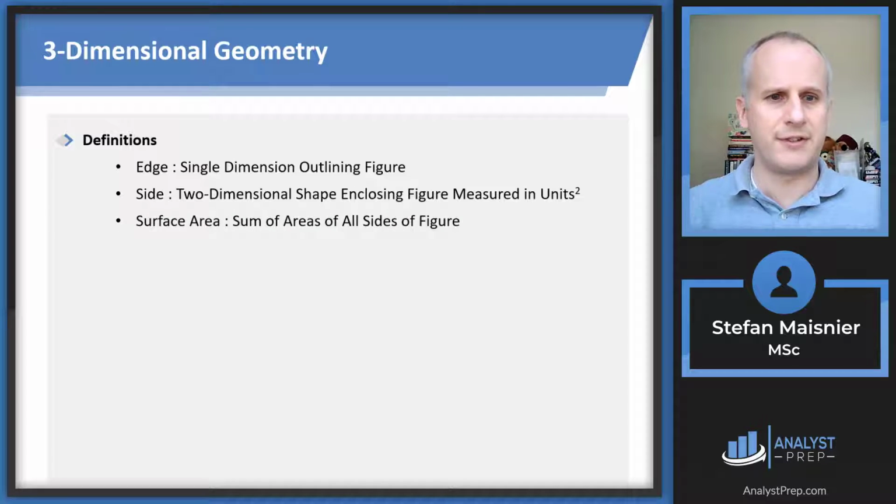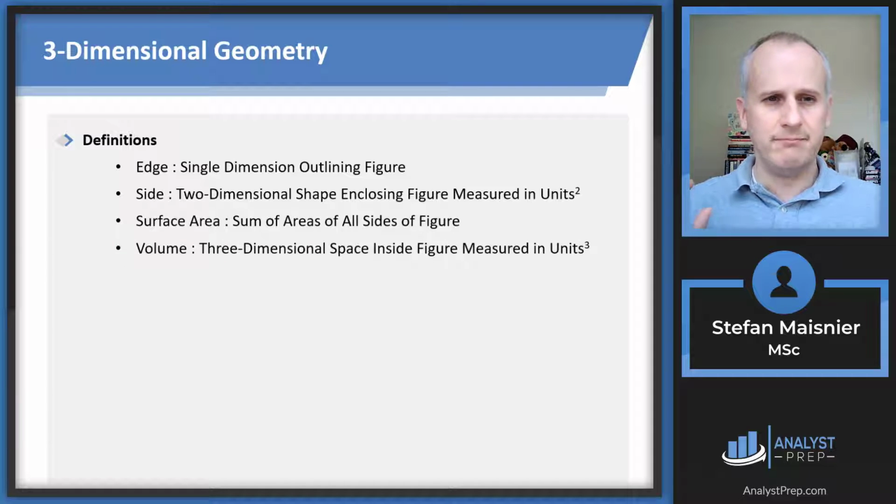And your surface area of the figure is defined as the sum of the areas of each of the sides of the figure. So all of those two-dimensional sides, you add them up, that's how you get your surface area. And volume is going to be the three-dimensional space inside of the figure measured in units cubed. So that's the space that you can put something in three-dimensional.